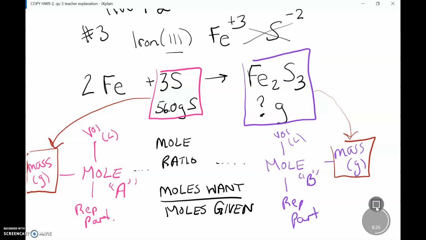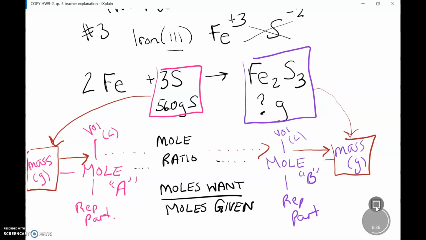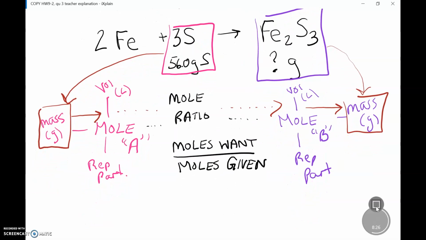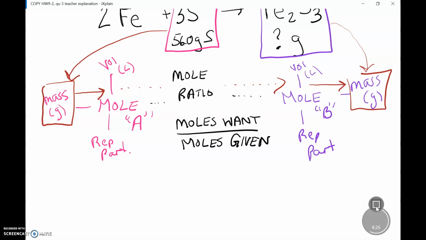So we will need to go from mass to moles of sulfur. We will then need to go from moles of sulfur to moles of iron 3 sulfide by using the mole ratio. And then we have to go into the mass of iron 3 sulfide. You may want to consider writing this molar roadmap out to consider how many steps you need for each problem, because every problem doesn't necessarily need this many steps. This is probably the most number of steps that you'll ever need for stoichiometry. Sometimes it's just 1, 2, or 3 steps.